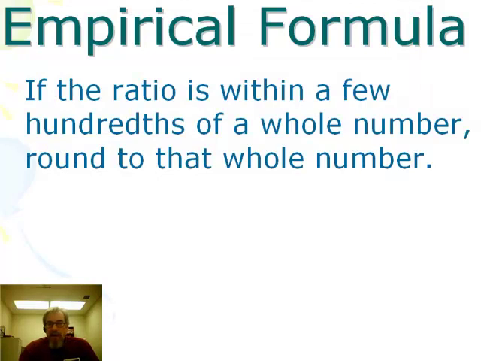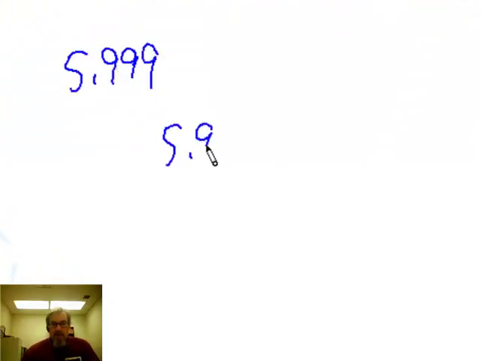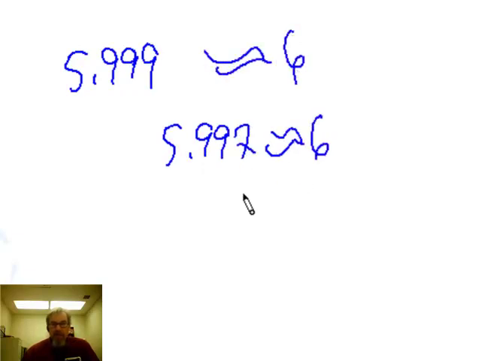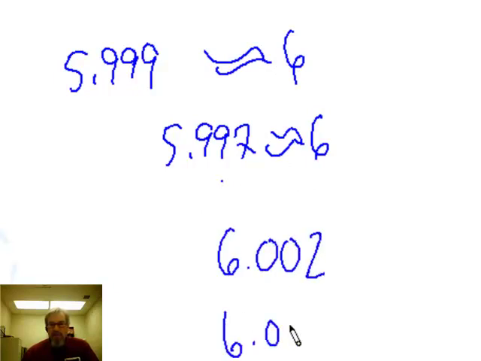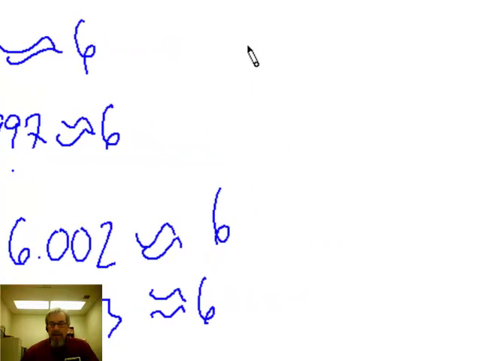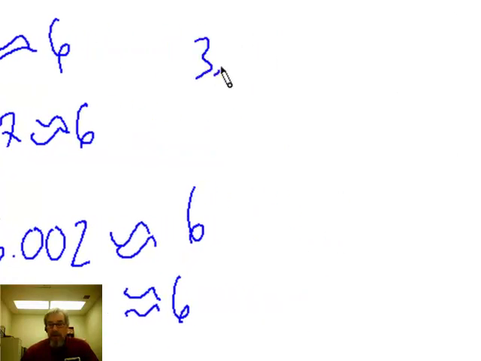So here's what I do. If I'm within a few hundredths of a whole number, I round to that whole number. In a case where, say, I had 5.999 or 5.997 even, I would round this to 6 because it's within a few hundredths. Or if I had 6.002 or 6.013 or something like that, both of those numbers I would round to 6. But if I've got a number like 3.472, that's not within a few hundredths of a whole number.